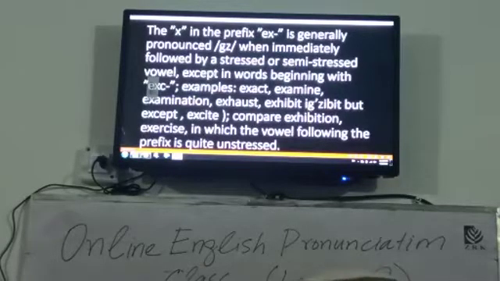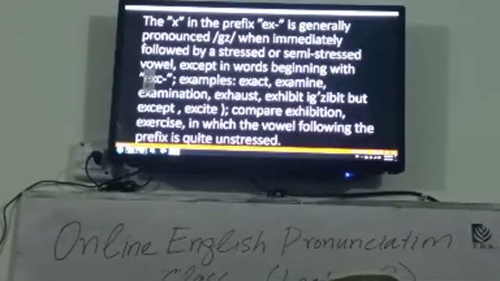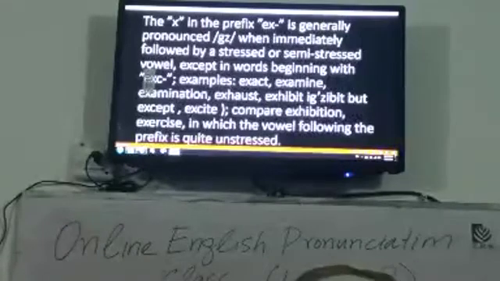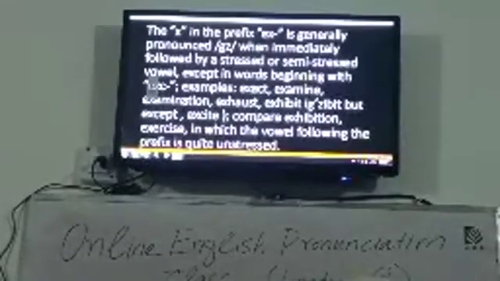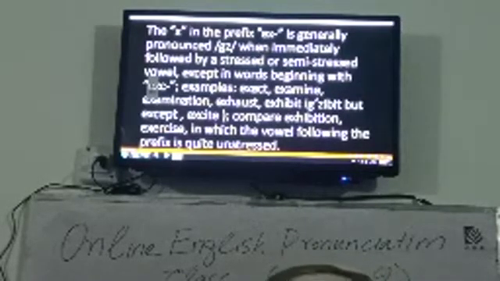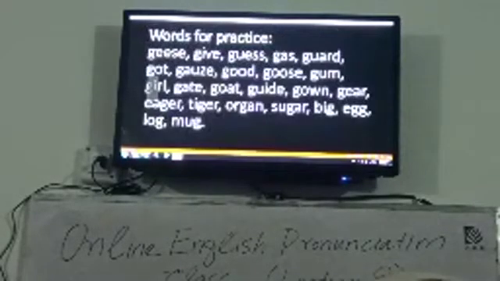Like an example: examine, exhausted, examination, exhibit, etc. So when ex comes alone, it sounds gz, and when exc comes, like in exceed, exercise, it does not. So these were the three different form of spellings for the sound g. Now, words for practice.